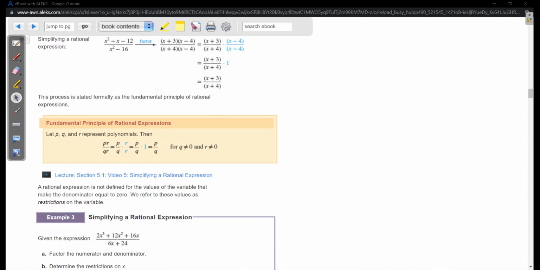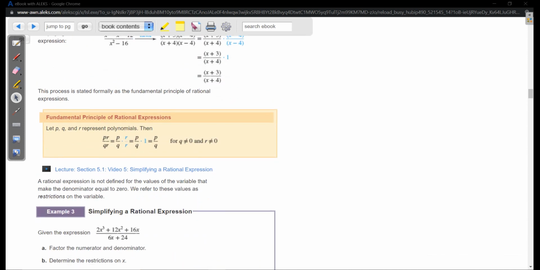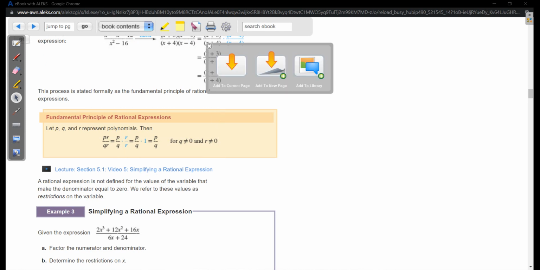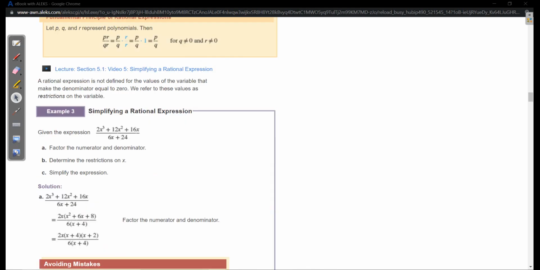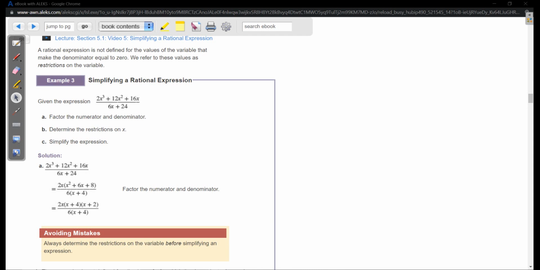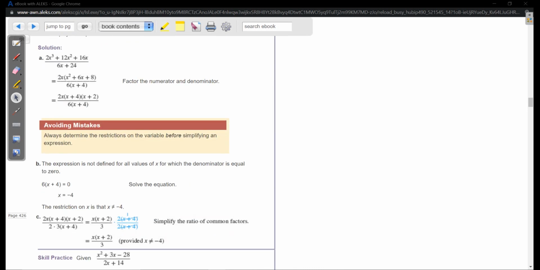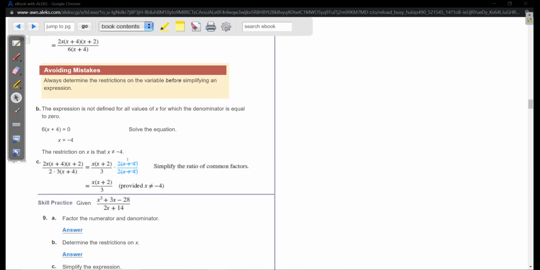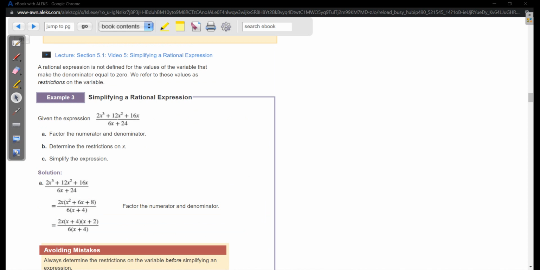So next up, we're going to need to simplify rational expressions. Right. So in life, it's always easier to simplify anything. If something's complicated, you simplify it. That's all there is to it. So this particular example, we have a couple of steps.